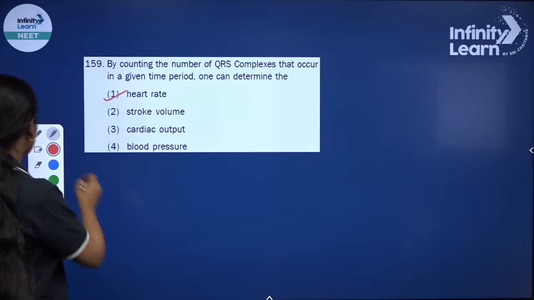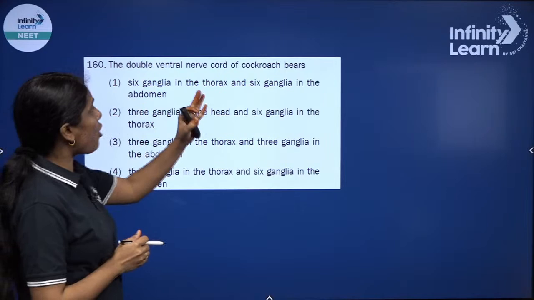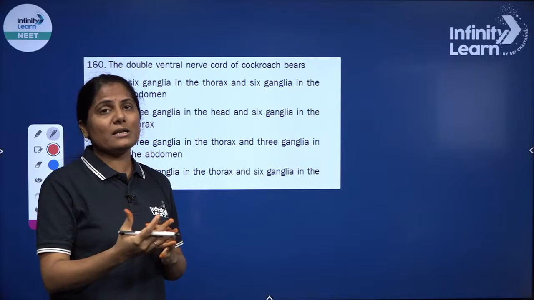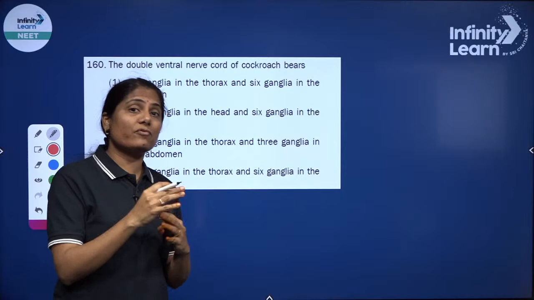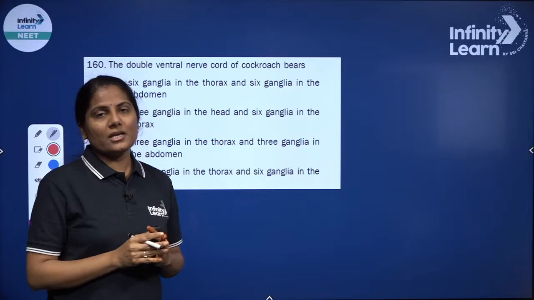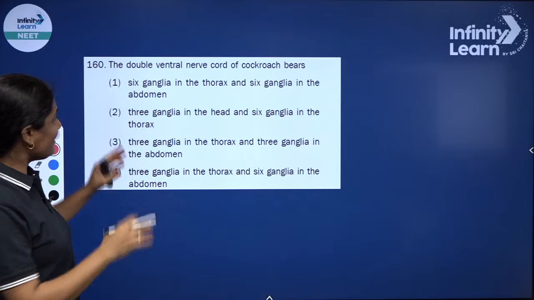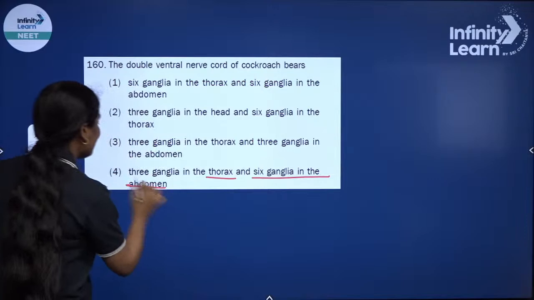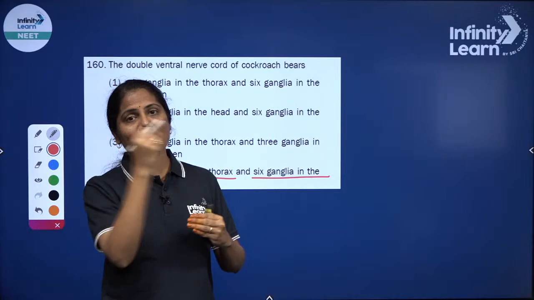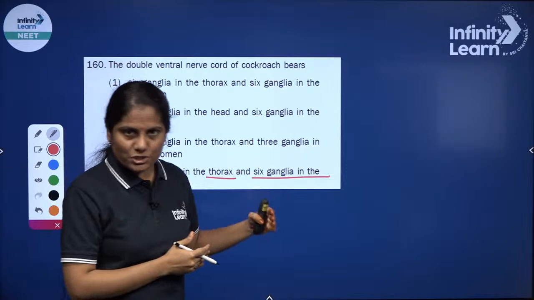The double ventral nerve cord of a cockroach bears. Again, cockroach is something that's quite important. Possible question as far as your NEET syllabus is going also. There's earthworm and frog that are not included. Yes, rarely those questions did appear, but cockroach is quite important, included within the syllabus, right? So there are 3 ganglia in the thorax and 6 ganglia in the abdomen. So it'll be the 4th one. It's a double ventral nerve cord. There are 3 in the thoracic region and there are 6 in the abdominal region, right? So let's go with the next question.